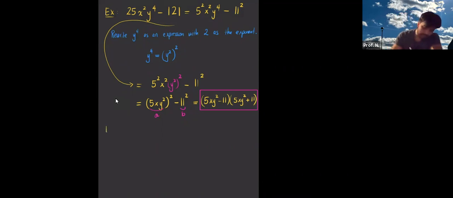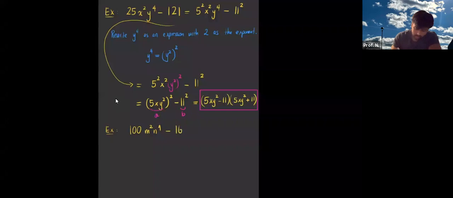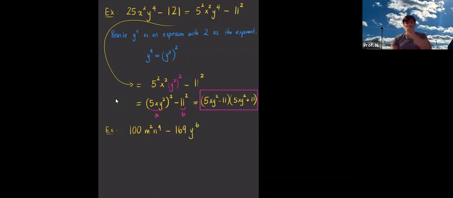Okay, so this will be the last one of this kind. What if I have, for example, 100m squared n to the fourth minus 169y to the sixth. Now we start to see that these numbers are a little bit bigger than they should normally be. But the important thing is that they're even, which means if you have a number that's even, 2 is a factor of that number. So you can divide those numbers by 2, which is exactly what we're going to implement here.